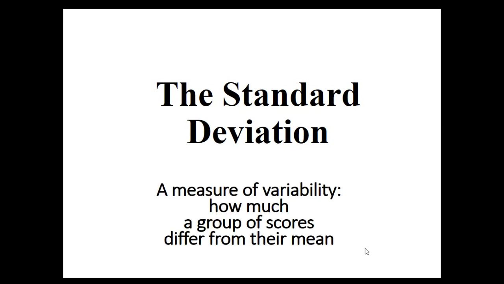Okay, so now we've discussed the average distance from the mean, and now we're going to discuss something similar to it, or has the same idea, but it's different, and that's the standard deviation. And this is the main topic of today's lecture, and one of the most important ideas in this whole course. The standard deviation is a measure of variability. So it's very much like the average distance from the mean. They're both measures of variability. So the standard deviation tells us how much a group of scores differ from their mean.